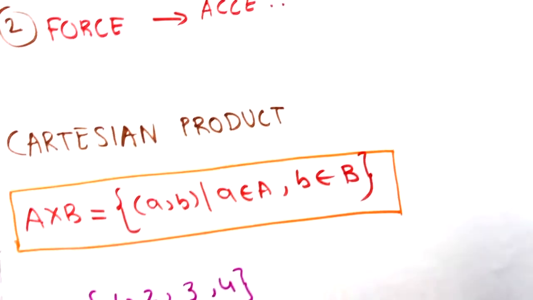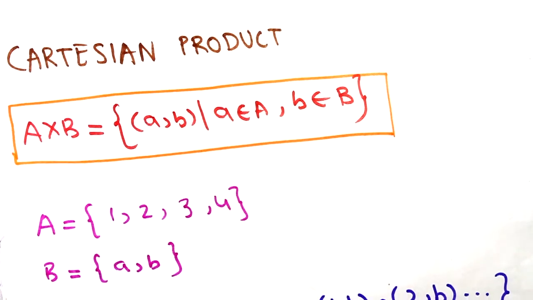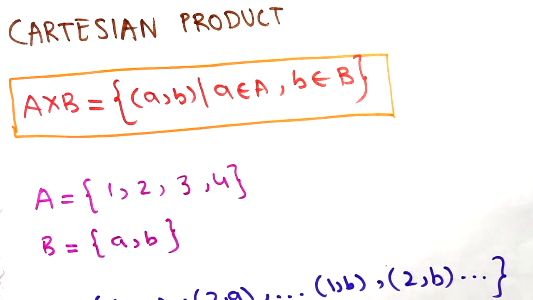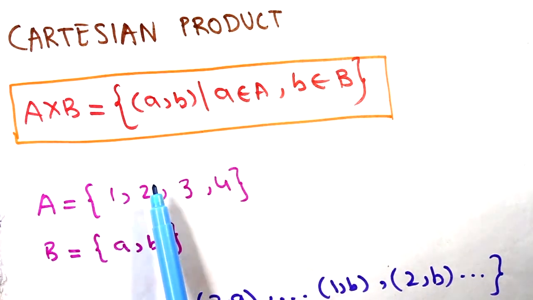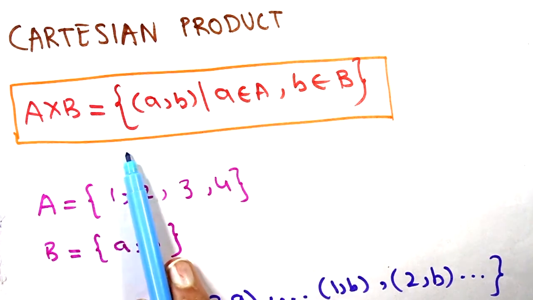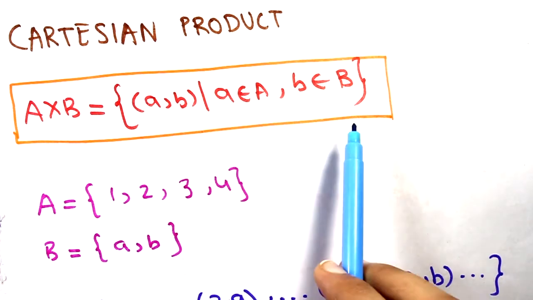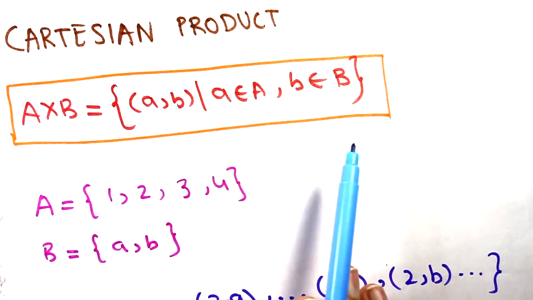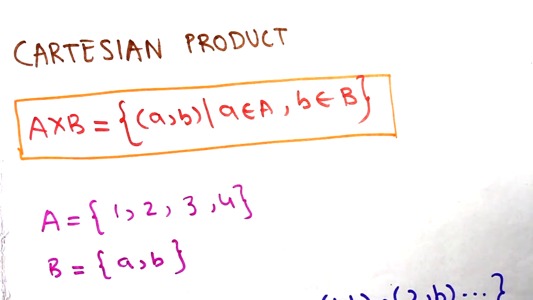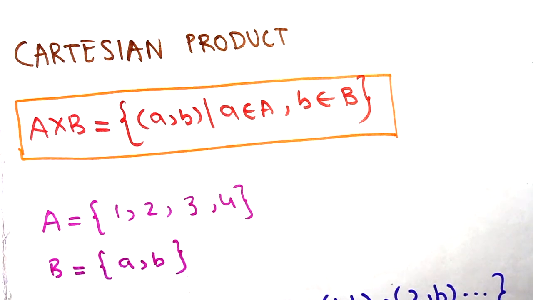First we are going to discuss the Cartesian product. Here the Cartesian product is A cross B equal to (a, b) such that a belongs to A and b belongs to B. This looks hard, but it is not hard. We can understand it better by an example.